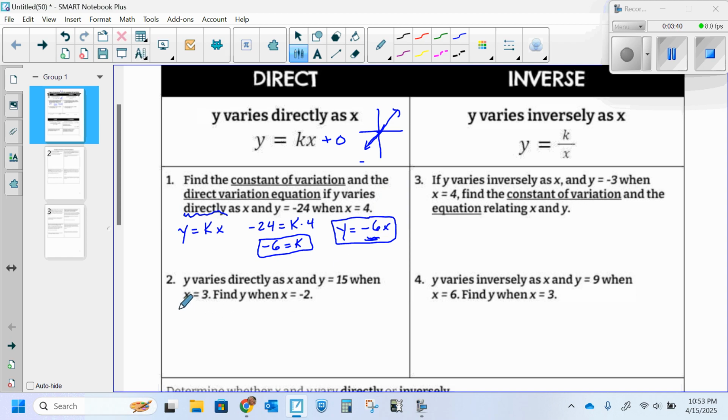Okay, number 2, y varies directly as x when y is 15. Sorry, I messed that up. Let's try that again. I think I need a new battery in my pen. Let's see if I can get going on this. It is just not cooperating.